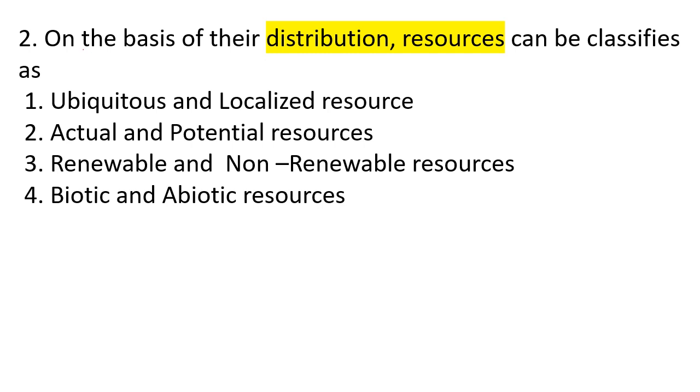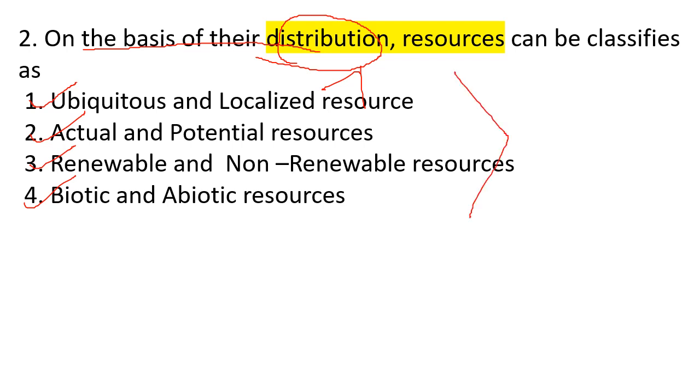Next question. On the basis of distribution, resource can be classified as, these are the options: ubiquitous and localized resource, actual and potential resource, renewable and non-renewable resource, biotic and abiotic resource. What will be the right answer? What is the question asking? On the basis of distribution, resource can be classified.